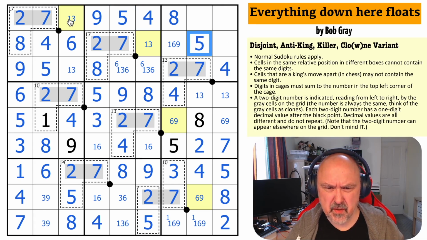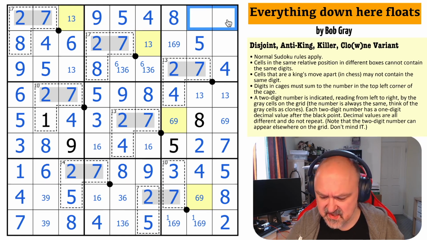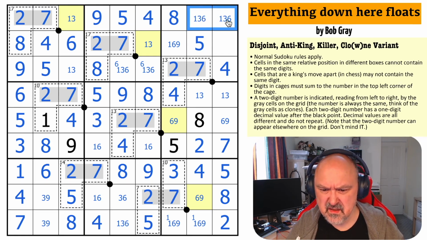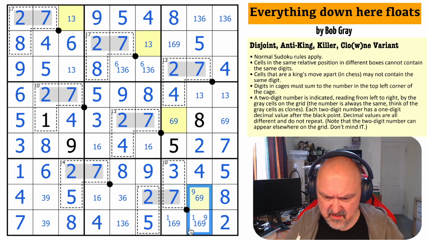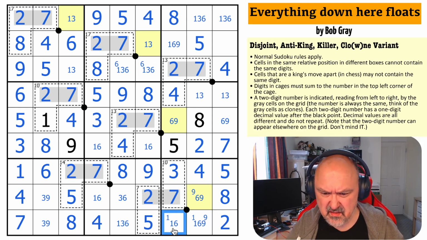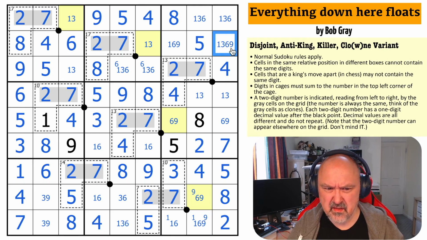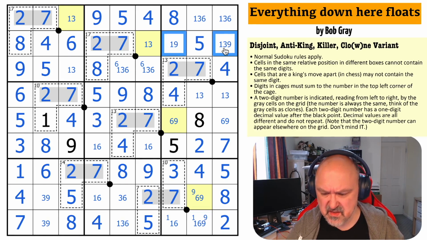So across the top, is it 1, 3, 6 again? 1, 2, 3, 4, 5. Yep, 1, 3, 6. So this is 1, 3, 6, 9. So the 9 is down here, so there's no 9 here. And this is also 1, 3, 6, 9. But there's no 6 in either of those. So there is a 9 in one of those.